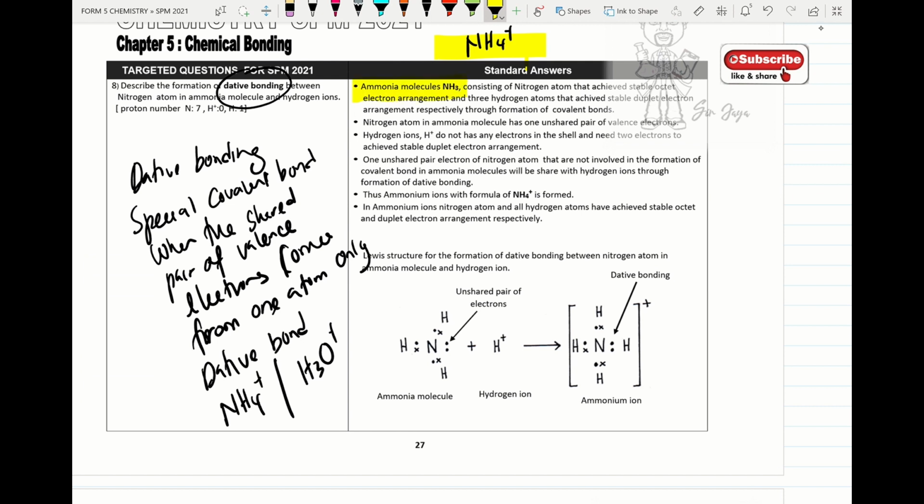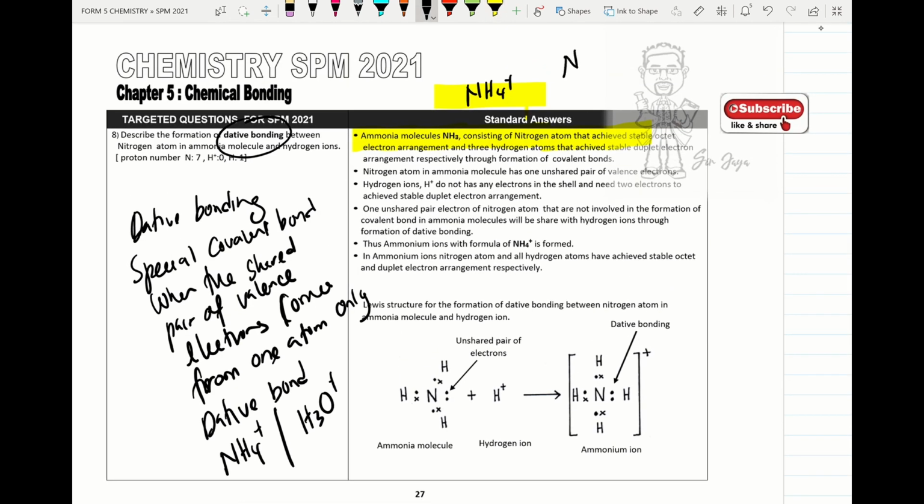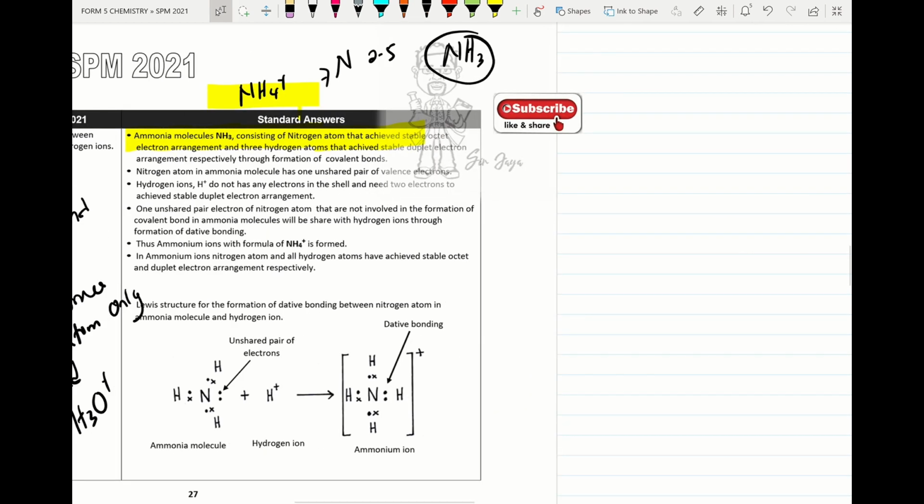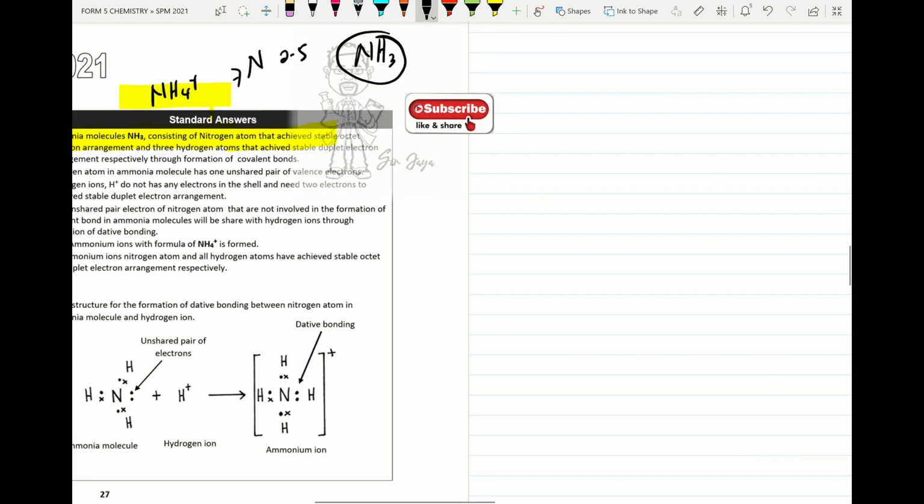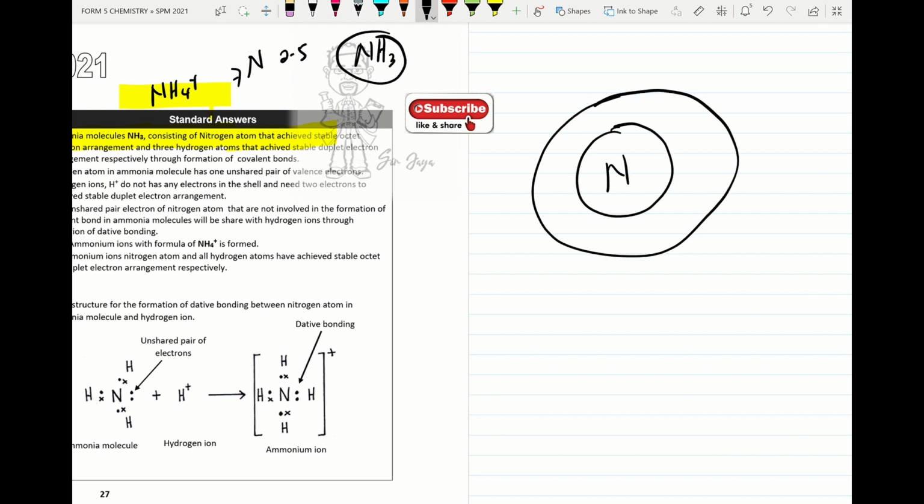The ammonia molecule consists of a nitrogen atom and hydrogen atoms that achieve stable electron arrangements. Please remember the ammonia molecule. So I draw the arrangement of atoms in the ammonia molecule. Nitrogen has a first shell and a second shell. The first shell contains 2 electrons. Here we have 3 hydrogen atoms. This is the formation.